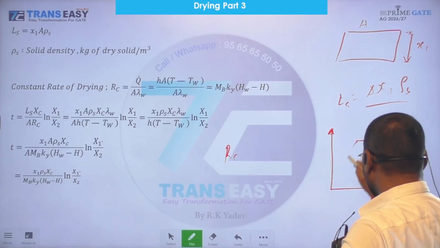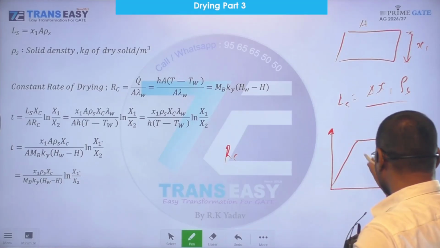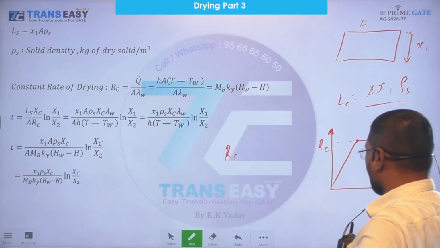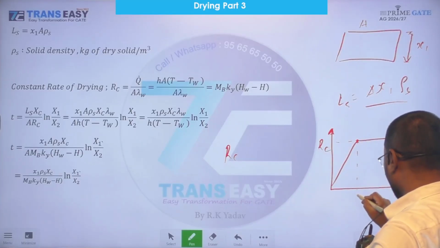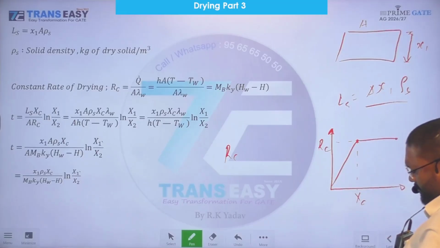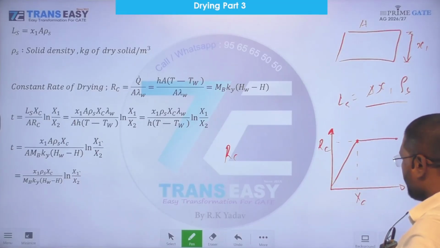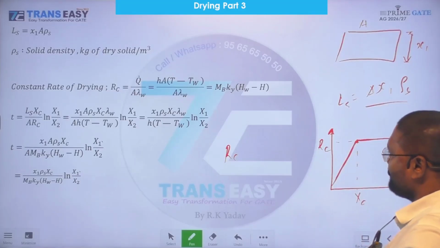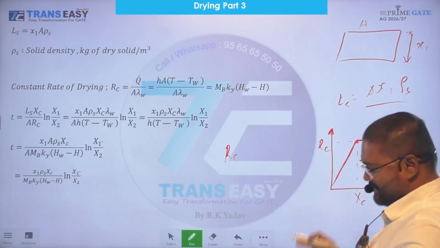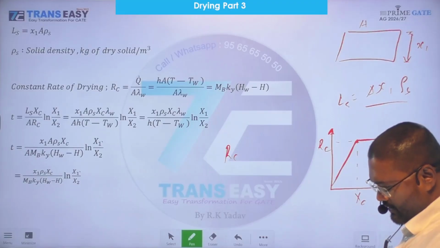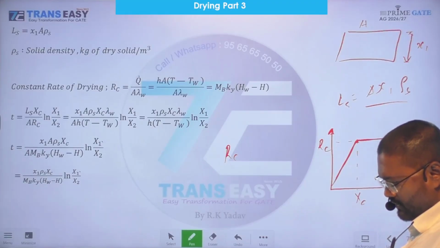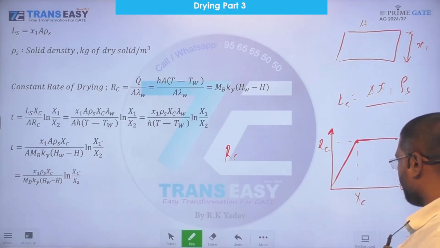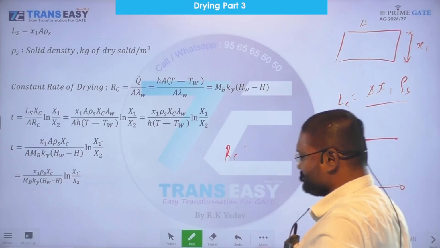Constant rate, and this is the falling rate drying period. This rate of drying is called the constant rate drying period, and here we have a critical free moisture content. This point is common to both, so we are involving this RC in the calculation of free moisture in the falling rate drying period. RC, we know RC. How to find RC?